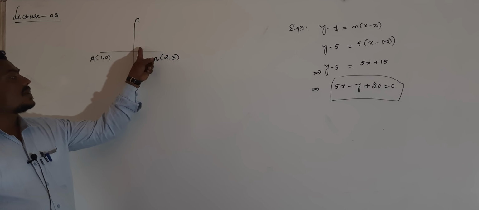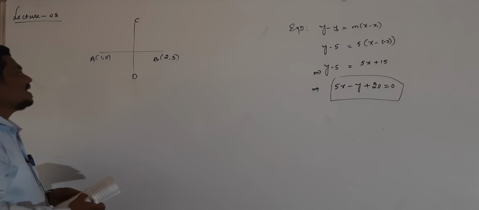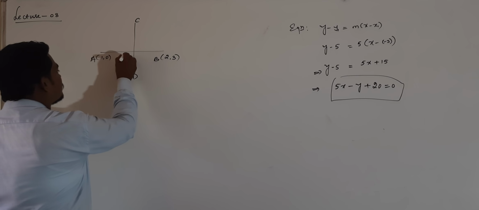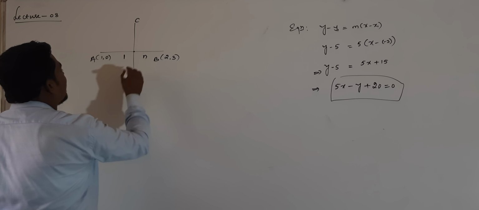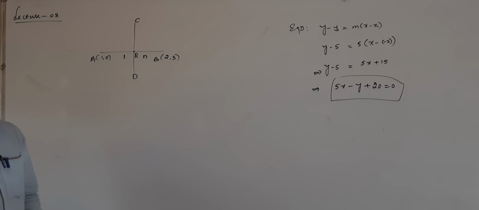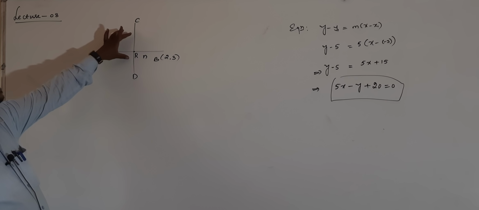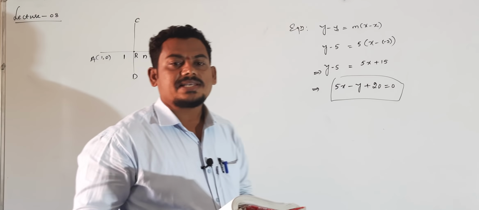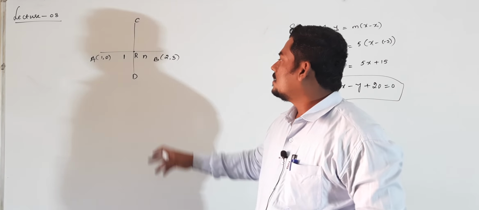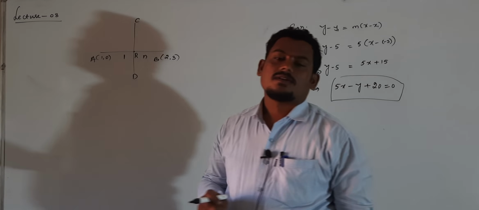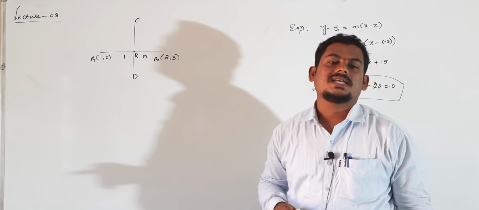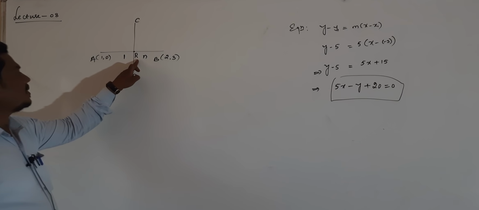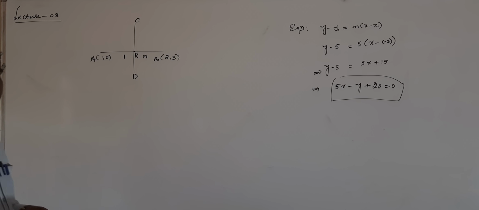Our required line is perpendicular to this line, and this CD line divides AB in the ratio of 1:n, and take this point as some R, right? This line, CD line, divides AB line in the ratio of 1:n. Then find the equation of the line. Find the coordinates of R by using the section formula.